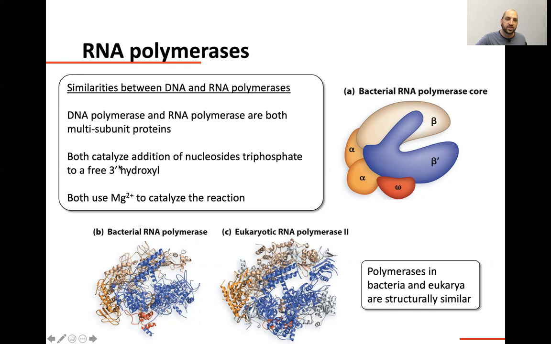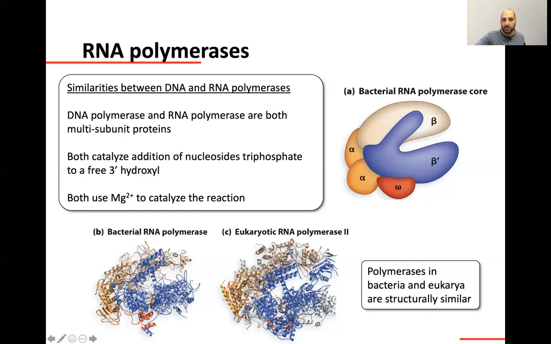So two more similarities. Both are catalyzing addition of nucleoside triphosphate using a free 3' hydroxyl. At this point, you should just appreciate that as dogma, right? A free 3' hydroxyl is where the new nucleoside triphosphate will always be added, whether we're thinking about RNA or DNA. We're also using magnesium to catalyze the reaction. So there's a divalent cation that's involved in catalyzing the addition of a new nucleoside triphosphate.